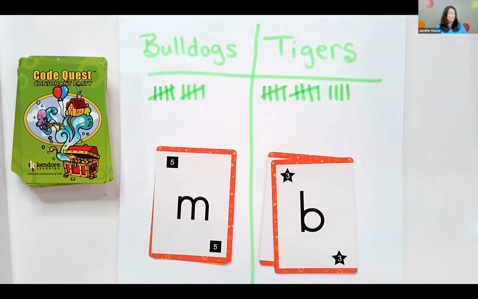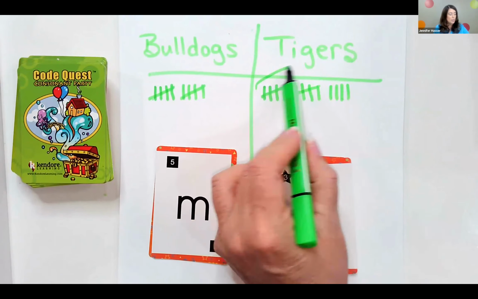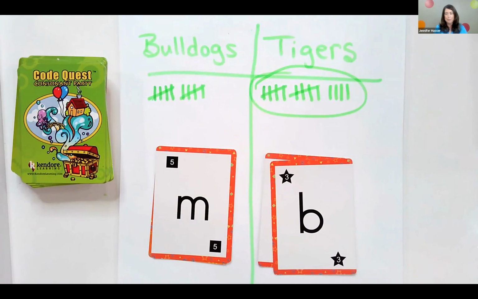So now the Tigers beat the Bulldogs. Hopefully my kids aren't watching this, and I can pretty much guarantee they're not. So they don't have to worry that the Tigers are the winners and my other daughter would be mad.